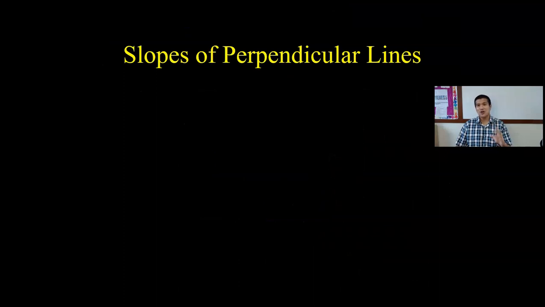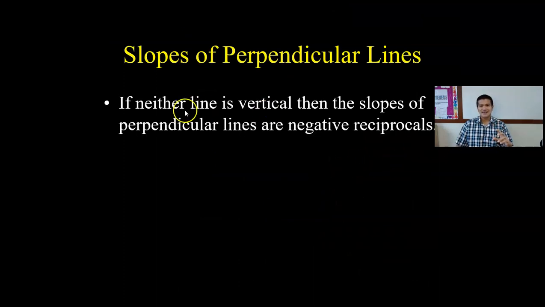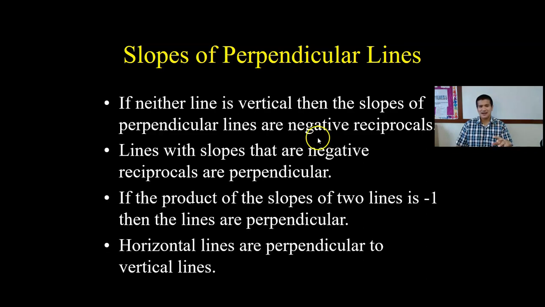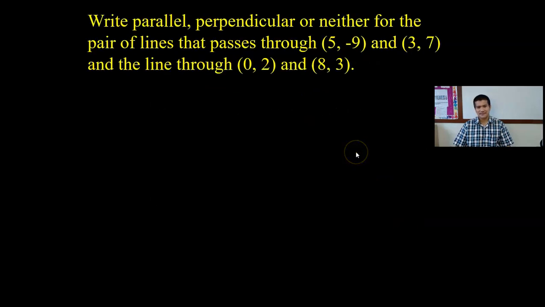So what can we say about the intersection of the two lines? If neither line is vertical, then the slopes of perpendicular lines are negative reciprocals. Lines with slopes that are negative reciprocals are perpendicular. If the product of the slopes of the lines is negative 1, then the lines are perpendicular. When you multiply the two given slopes and the answer is negative 1, that is also a perpendicular line. Horizontal lines are perpendicular to vertical lines. That is how you will know the slope of a perpendicular line.